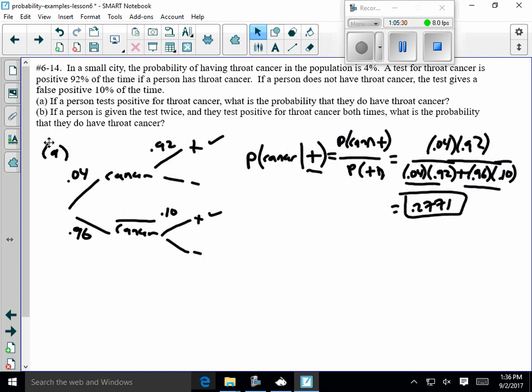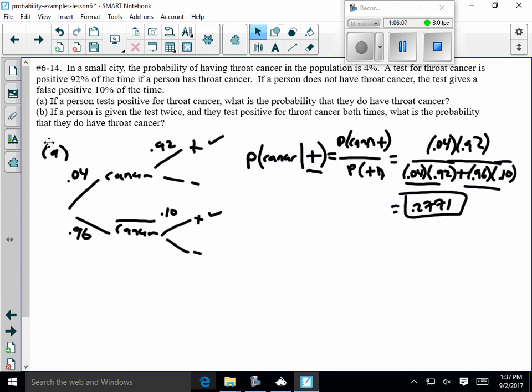Why is it so high? The reason why is because of this false positive being 10%, right? Most of the positive tests are actually going to come through the lower path, right? The lower path, 96% of the people are on that path, but 10% of them test positive. So most of the tests that are positive are false positives, or at least 27% are, right? So there's a much higher chance than you would think of having a false positive. And it's because so many people don't have this cancer.